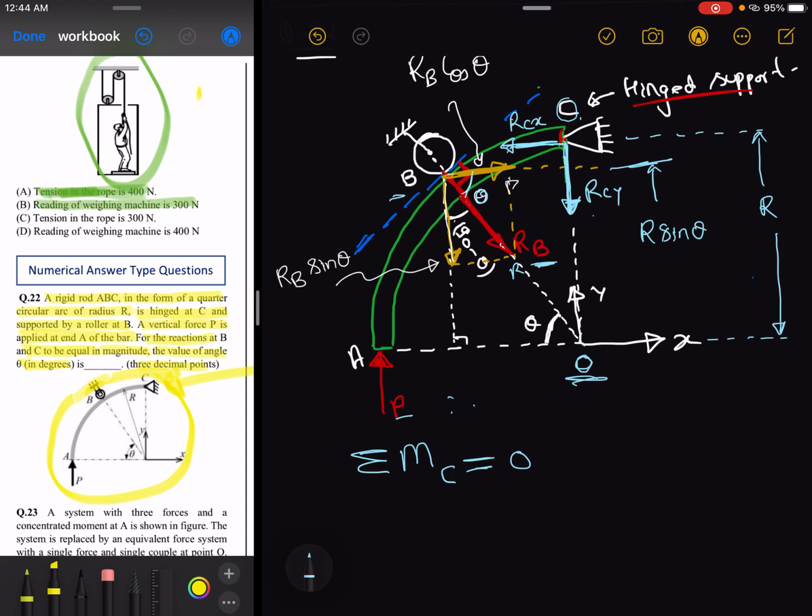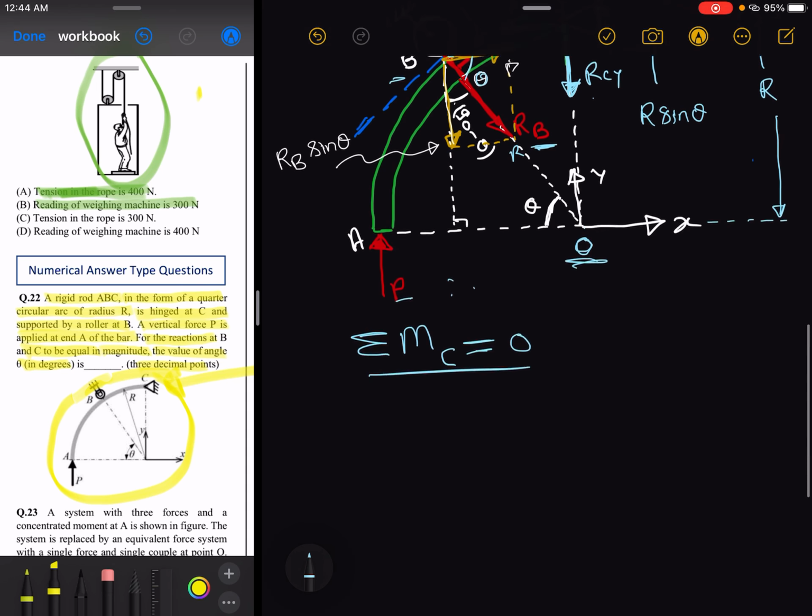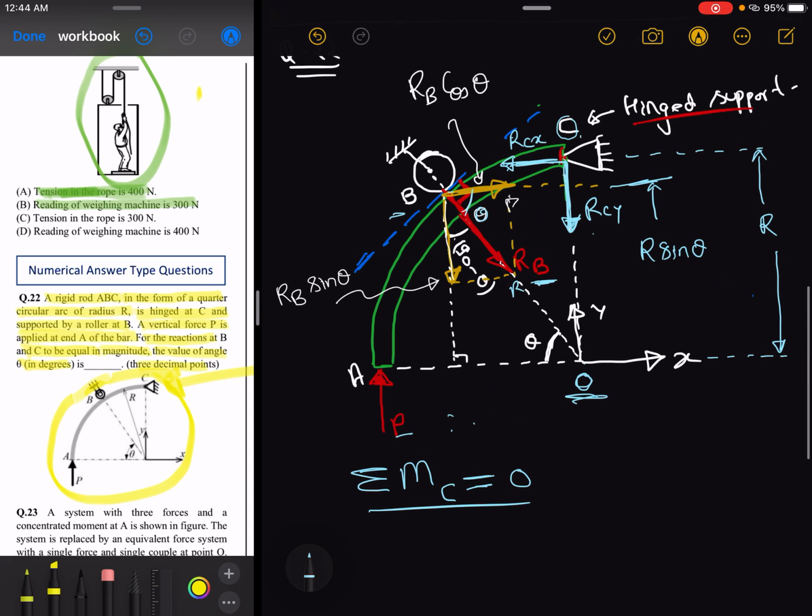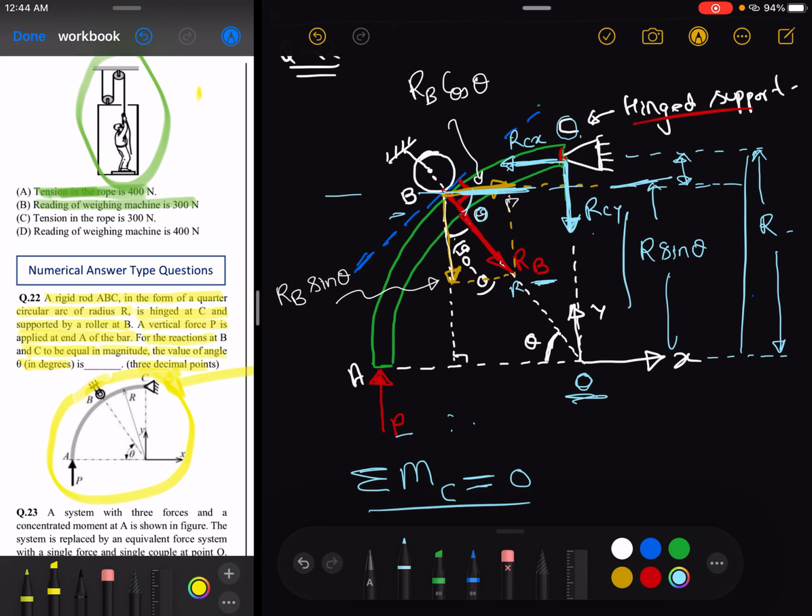So let us do this calculation part, that is MC, the net moment about point C, should be 0. So if you observe carefully, this is the RB cos theta, and the line of action of RB cos theta is this one, and the distance of this point C from this line is this distance. So it is nothing but R minus R sin theta. So this will be the distance between the line of action of this RB cos theta and point C, okay.